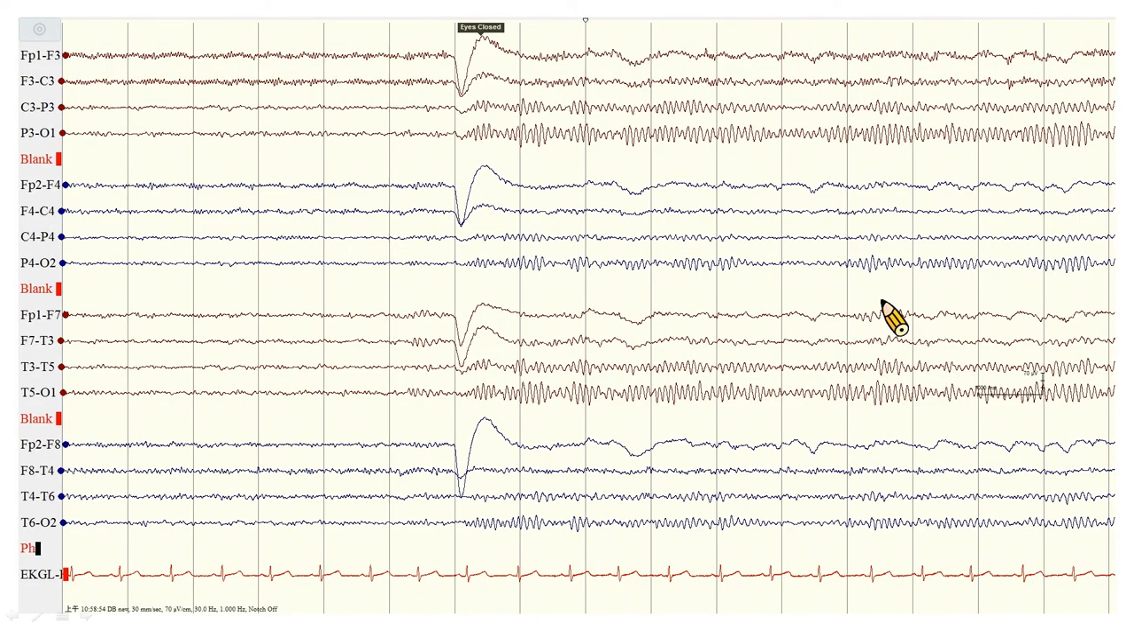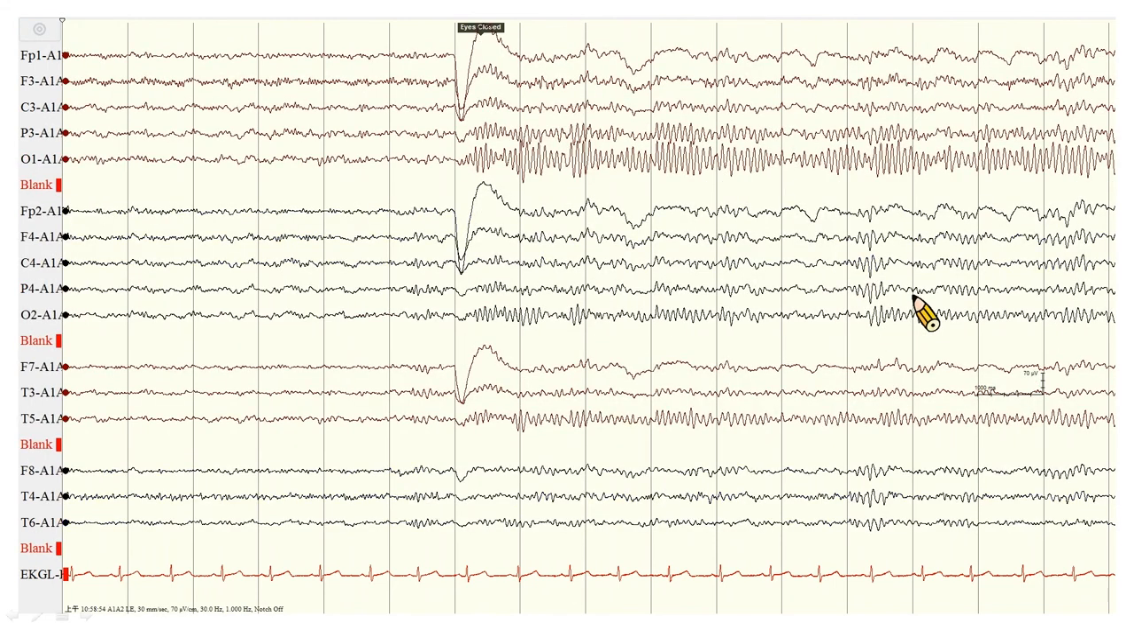In this EEG, it's a double banana montage. Before the patient closed his eyes, the EEG looks nearly normal. However, when he closed his eyes, the posterior dominant rhythm became more prominent. And we can see there is asymmetry between the posterior dominant rhythm of the bilateral hemispheres, with higher amplitude over the left side and lower amplitude over the right side.